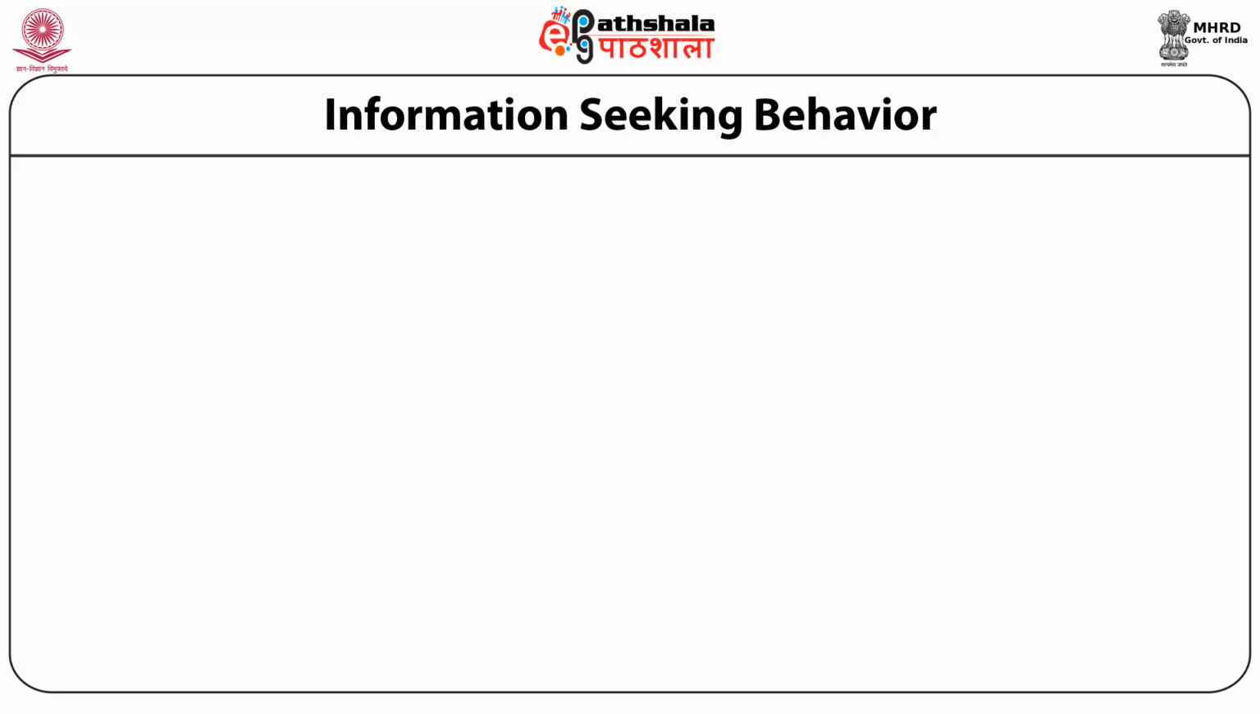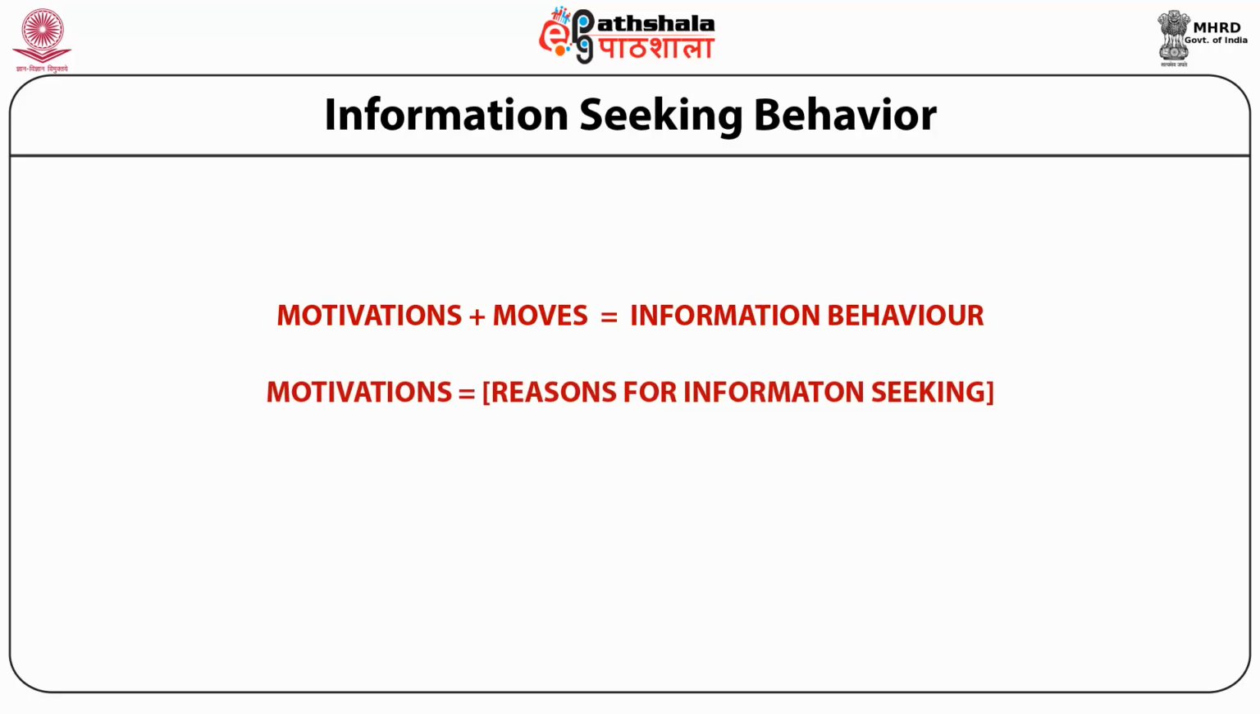Information seeking behavior. The concept of information behavior is mainly related to the relationship between users and information, encompassing information needs of individuals, information seeking behaviors, information use, and user-specific properties such as cognitive structure, perception, decision taking, and selection. Thus, the meaning of information seeking behavior is motivations plus moves, that is, information behavior. Here, motivation means reasons for information seeking and moves means strategies used to find information.